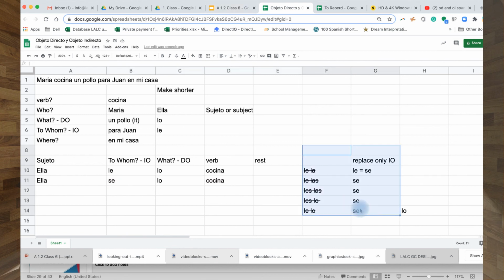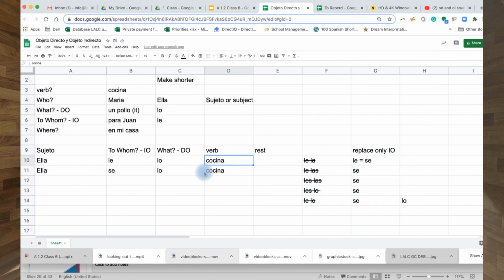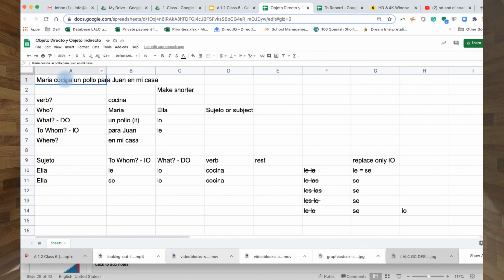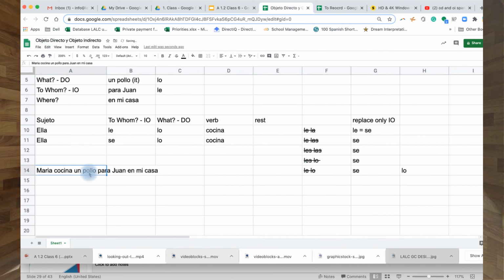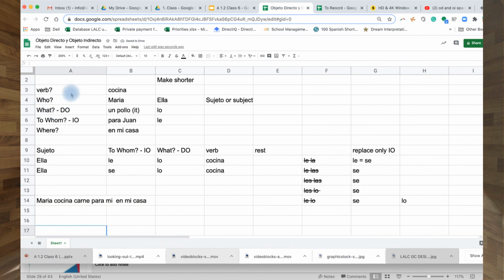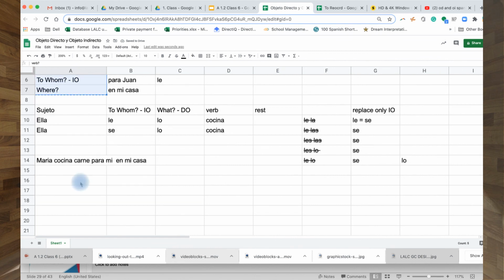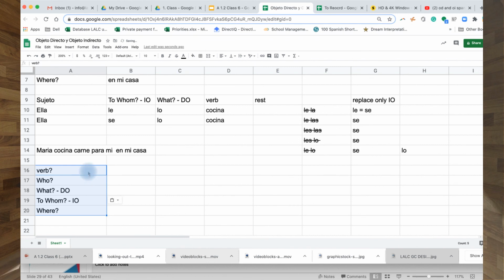Not always are you going to have this case. You're going to have some cases that are for me. So let's do another case where you don't need to put the se in there. So for example, let's do María cocina un pollo para mí. Okay, and let's put carne instead of pollo. That is feminine, okay? Carne. Okay, so we do the same thing. Don't jump steps until you've got it for sure.